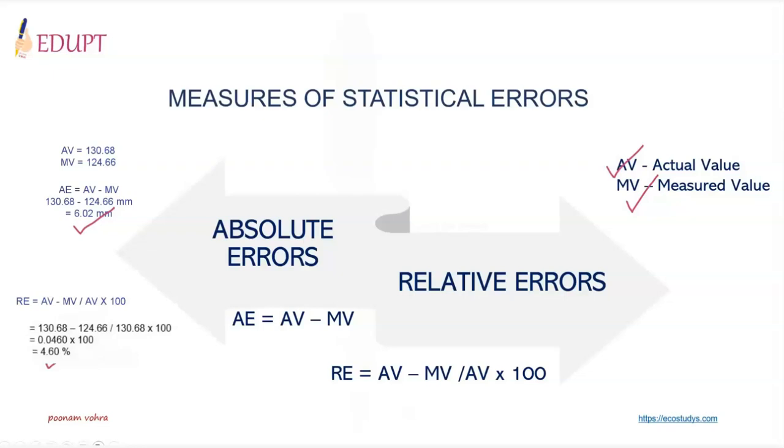So the absolute error is 6.02 mm, whereas the relative error is 4.60%. The absolute error gives how large the error is, whereas the relative error gives how large the error is relative to the correct value. So it is always suggested to find the relative error.